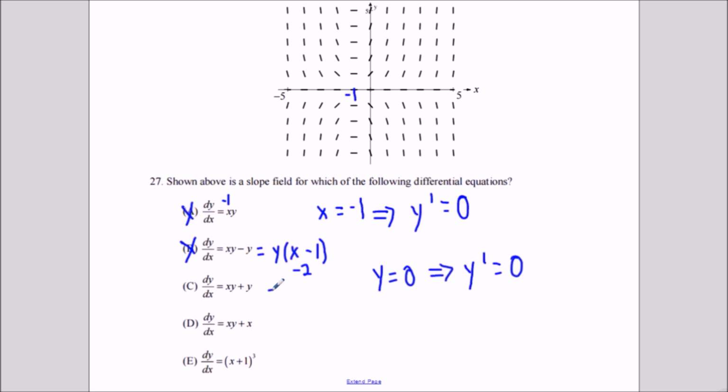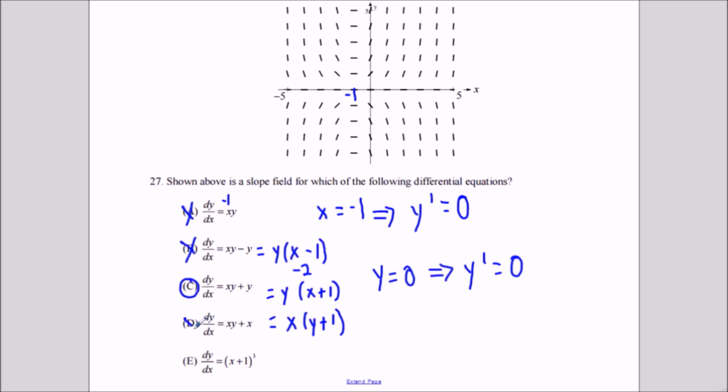For choice C, if we factor this, we'll have y times (x plus 1). And notice here, this is going to be the answer, because if x is equal to negative 1, this factor equals 0, which makes the whole derivative, or y prime, equal to 0. And if y is equal to 0, the second factor is equal to 0, which makes the entire derivative equal to 0. The problem with choice D is that if we factor out x, this will tell us that when y is negative 1, the derivative is always 0, and when x is 0, the derivative is always 0.